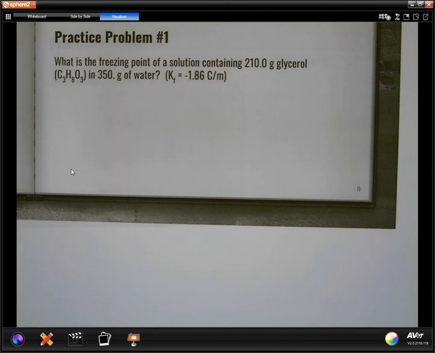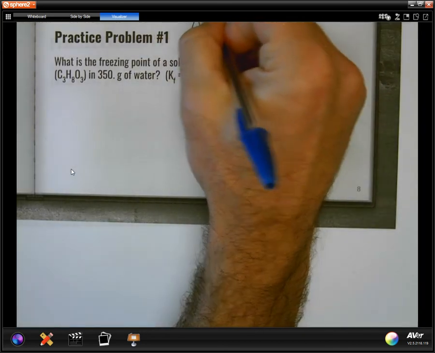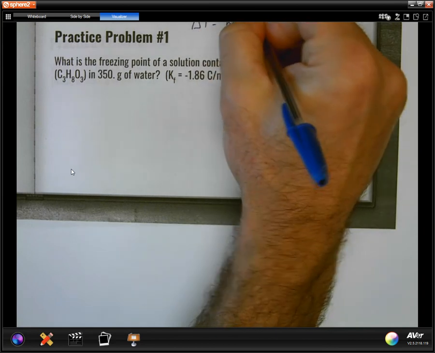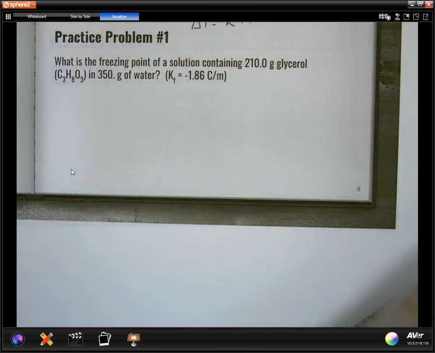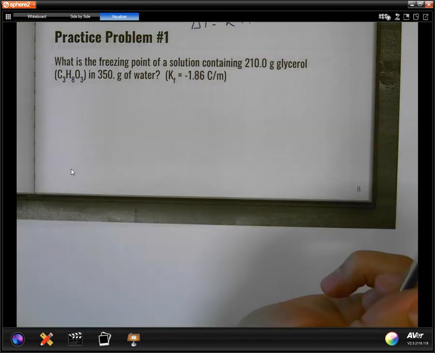All right, so here we go. What is the freezing point of a solution containing 210 grams of glycerol and 350 grams of water? So as we get started, we need to remember my change in temperature equals the K times my molality times my i. So like all of our problems, just go through and start labeling things. First of all, my K is given to me.